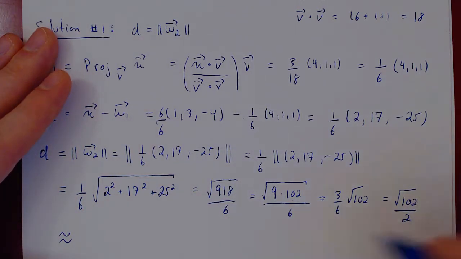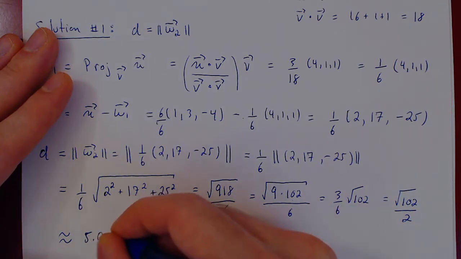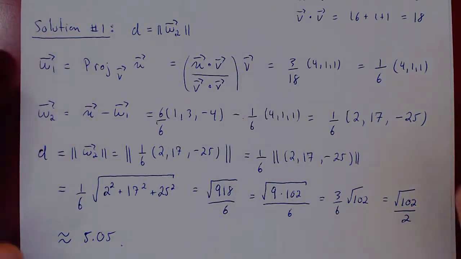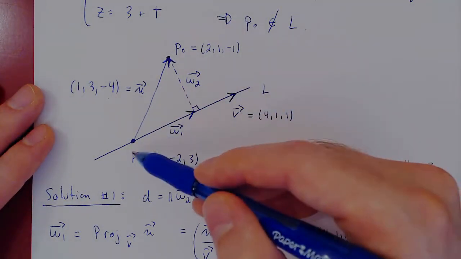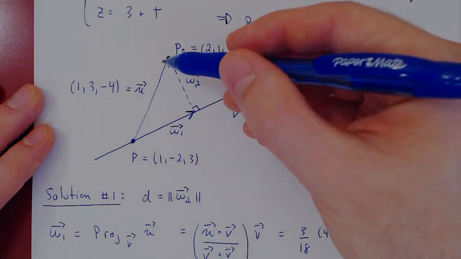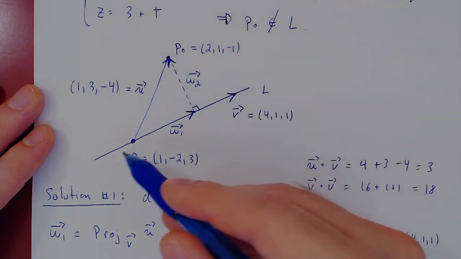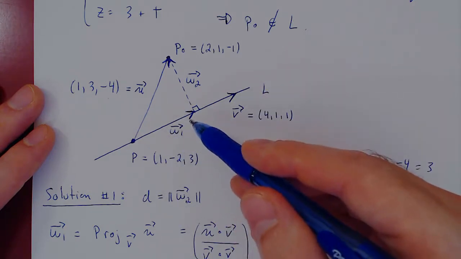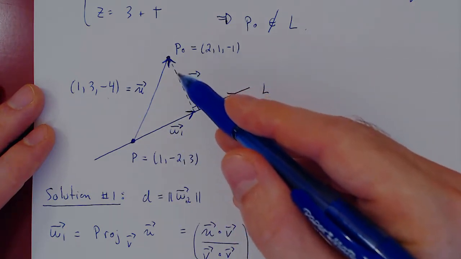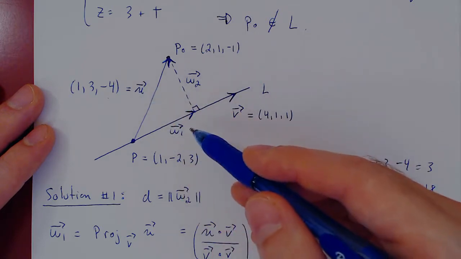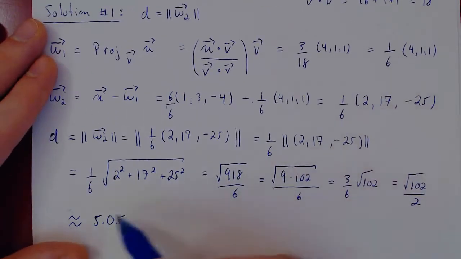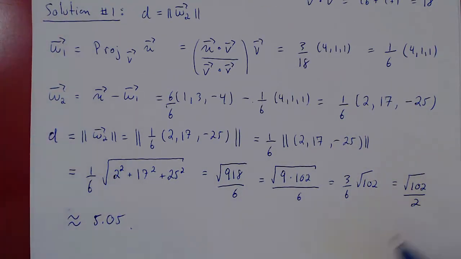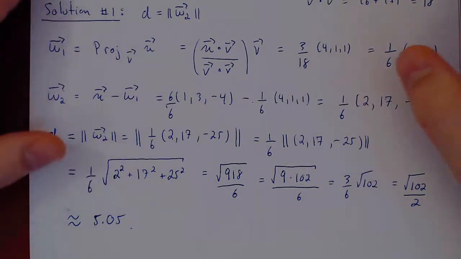And the root of 102 over 2 is approximately 5.05. So you see we have a beautifully simple solution. We formed vector u from P and P0. We projected vector u onto vector v onto the line. Once we add W1, W2, the orthogonal component, was simply u minus W1. And once we had this vector, the norm of the vector was simply the distance. And that's it. So a really nice solution using, of course, a clear picture and orthogonal projections.